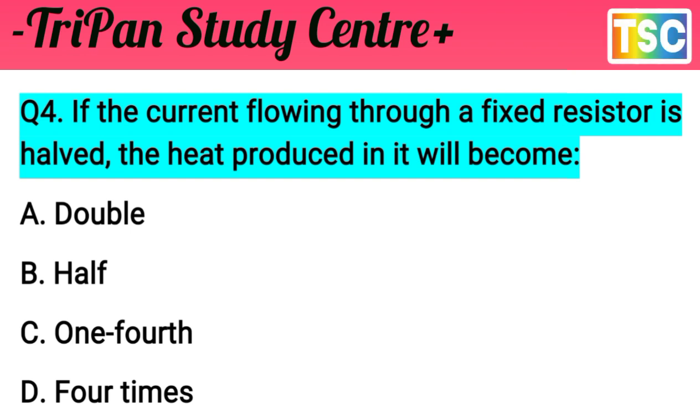If the current flowing through a fixed resistor is halved, the heat produced in it will become: A, double; B, half; C, 1/4; D, 4 times. That's important. You know that when the current flowing through the fixed resistor is halved, the heat produced becomes 1/4. It means the answer is C.